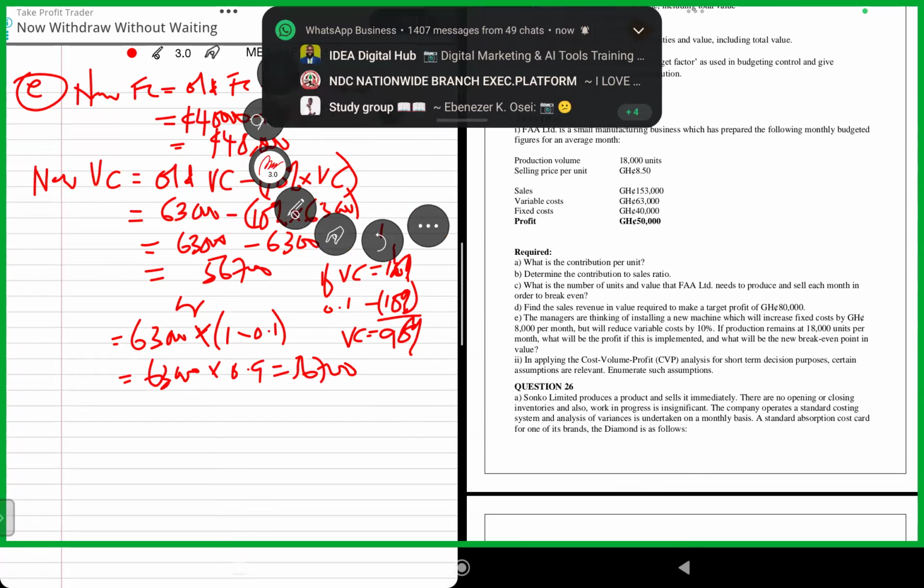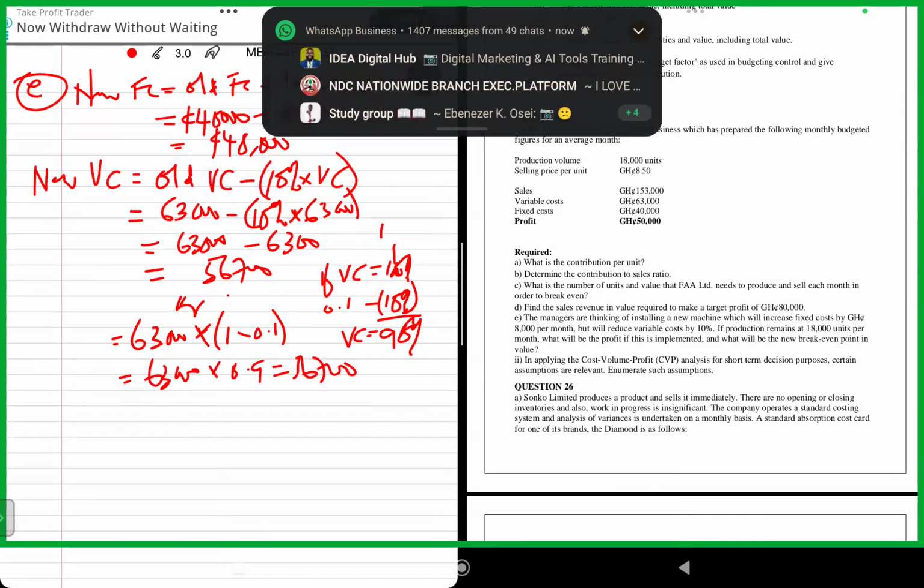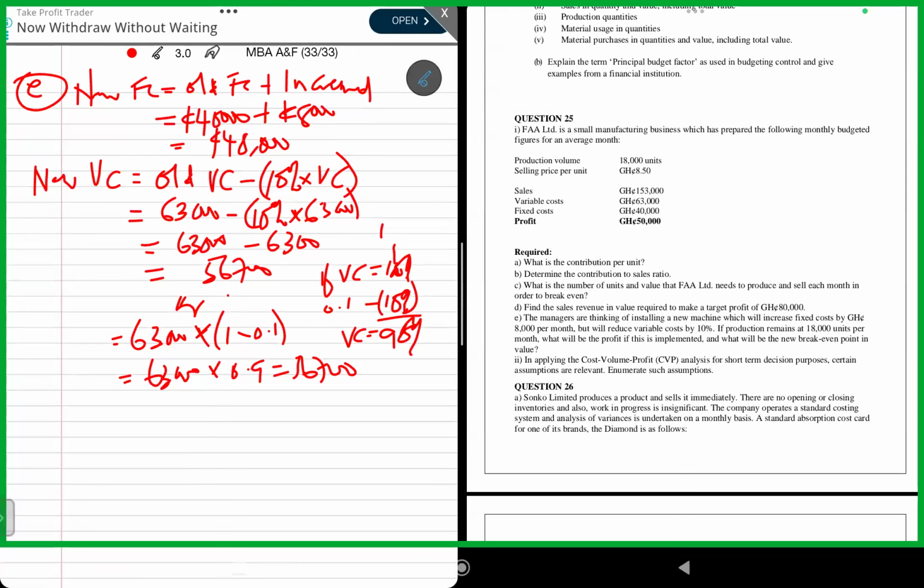Yes. Okay, let's continue. It says, but will reduce variable cost by 10%. If the production remains at 18,000 per month, what will be the profit if this is implemented, and what will be the new break-even point? So what will be the profit if this is implemented? What do we do?